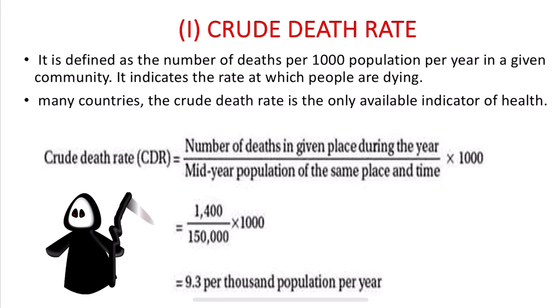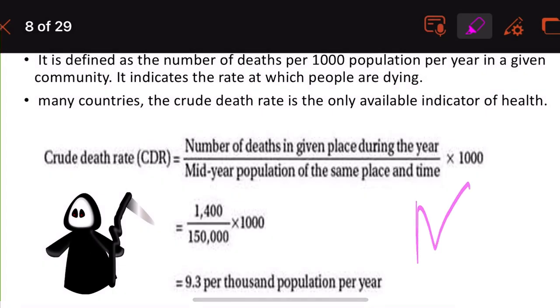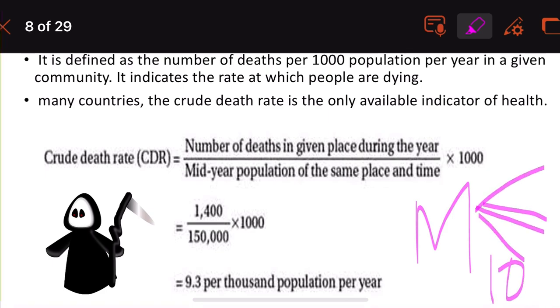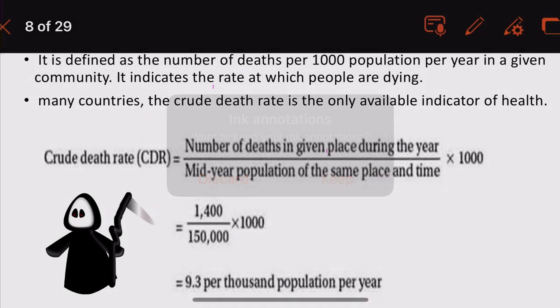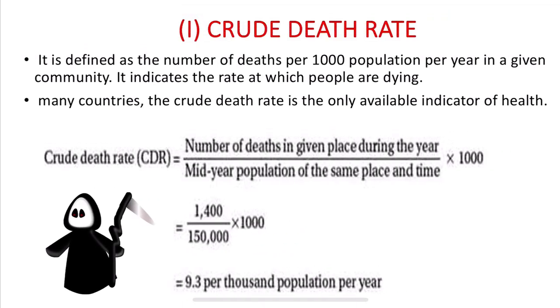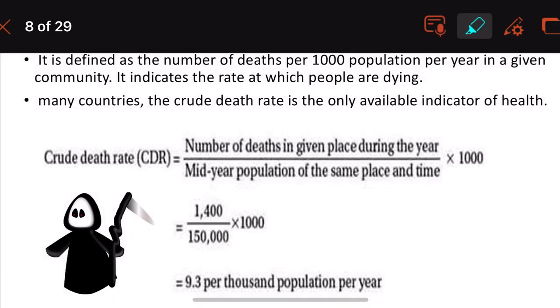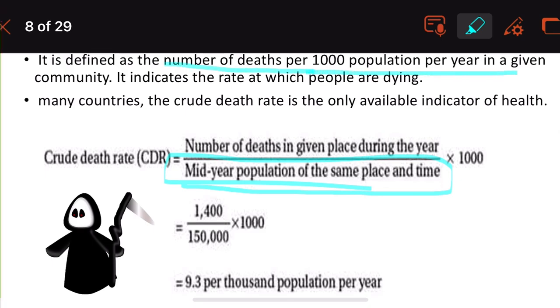In detail, so don't forget guys, under mortality indicators, we have 10 of them, which we are dealing with in detail. So starting off with crude death rate. What do you mean by crude death rate? Crude death rate is defined as the number of deaths per 1,000 population per year in a given community. Always remember the denominator is the mid-year population of that year. So crude is nothing but the number of deaths per 1,000 population per year.